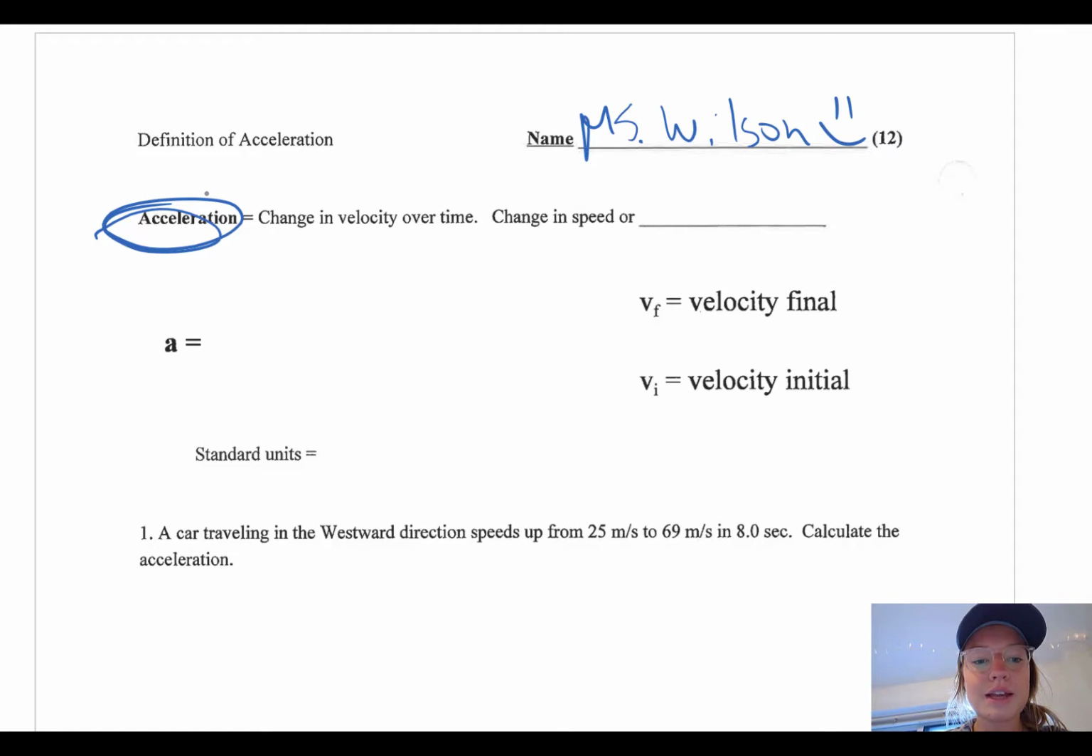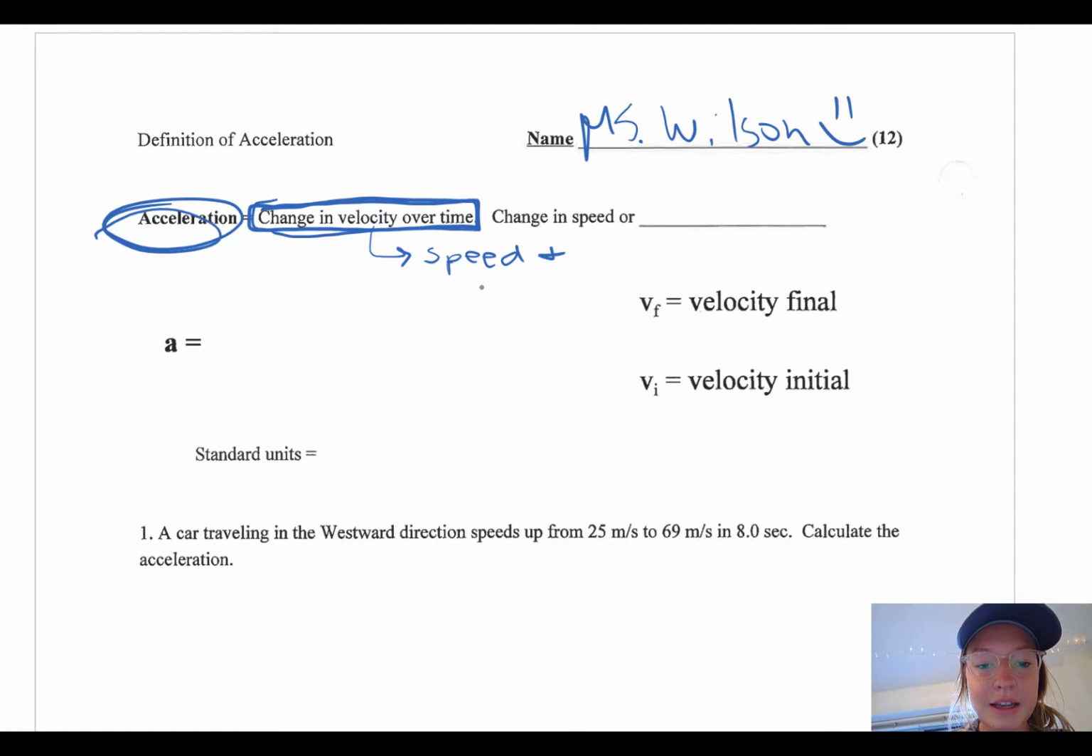So we know that acceleration is defined as a change in velocity over time. This is what acceleration is. And we know what velocity is. Velocity is a vector, so it has both speed and direction. So if acceleration is a change in velocity, that means acceleration can be both a change in speed or direction.